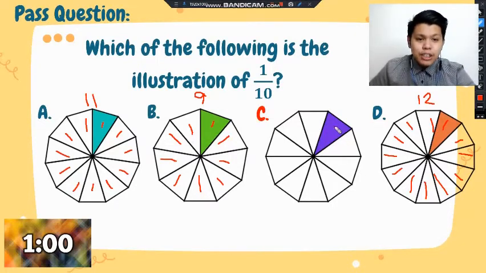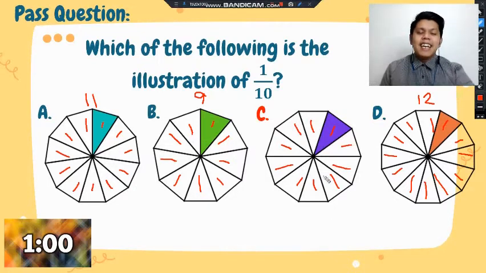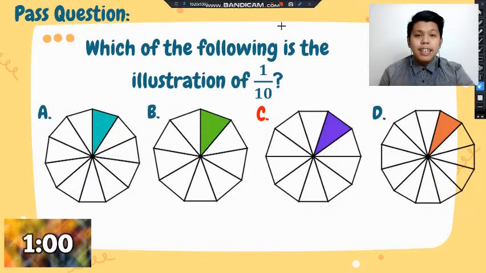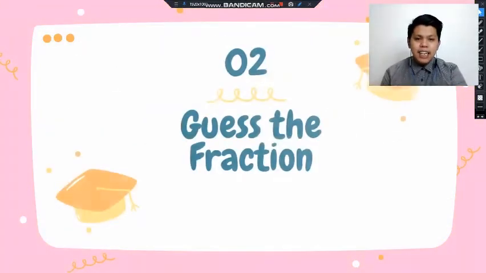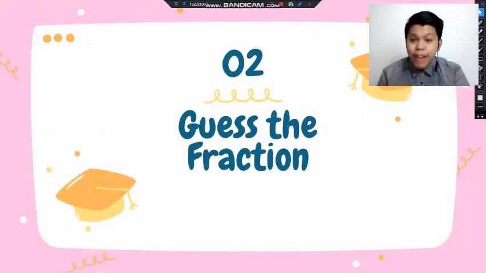If we count letter C, that's 10. So 1, 2, 3, 4, 5, 6, 7, 8, 9, 10. That's how we know what illustration is being shown. Okay? I hope you got that. Let's go with our next activity. Our next activity is guess the fraction.